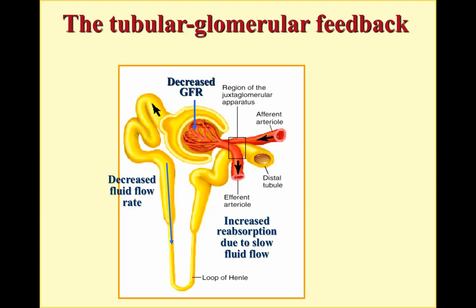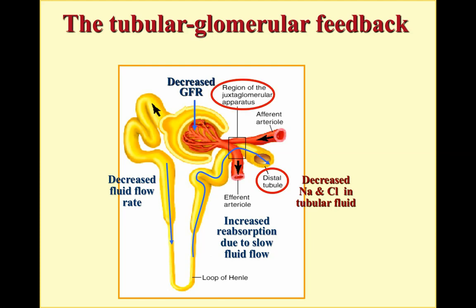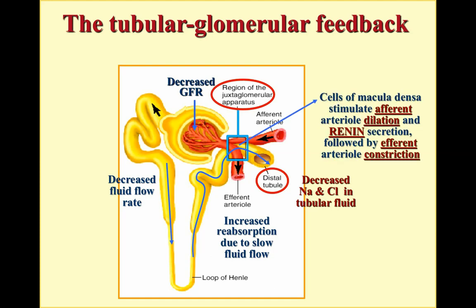Reabsorption becomes increased. And as a result, the concentration of main substances that come to the distal tubule is decreased, and these substances are detected by macula densa of the juxtaglomerular apparatus. These main factors are sodium and chlorine. So due to high level of reabsorption, sodium and chlorine level in tubular fluid is less than normal. And cells of macula densa detect this. Now we enlarge this portion.